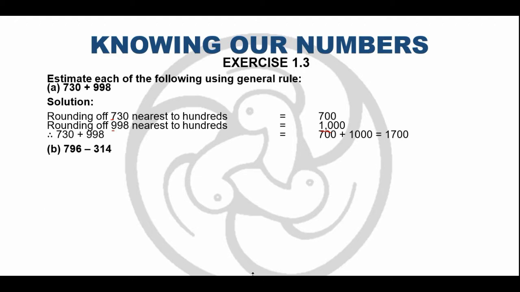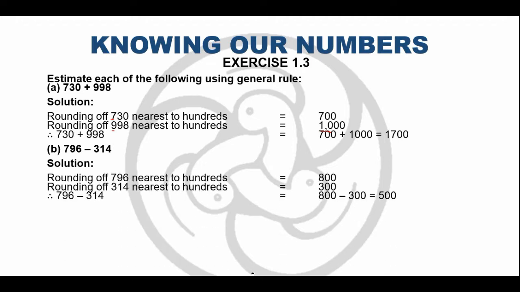Next one is 796 minus 314. First you have to round off to the nearest 100. So 796. What is in the 100 position? 7. So you have to look at the right side number, that is 9. It is greater than 5. That means you have to add 1 to the number. It will become 800.